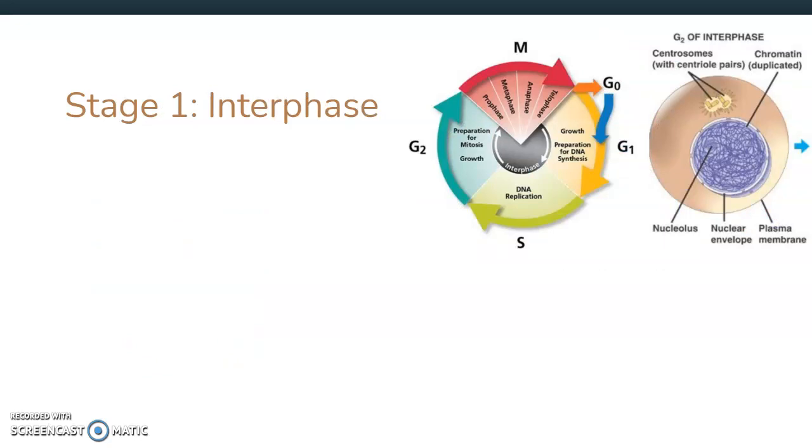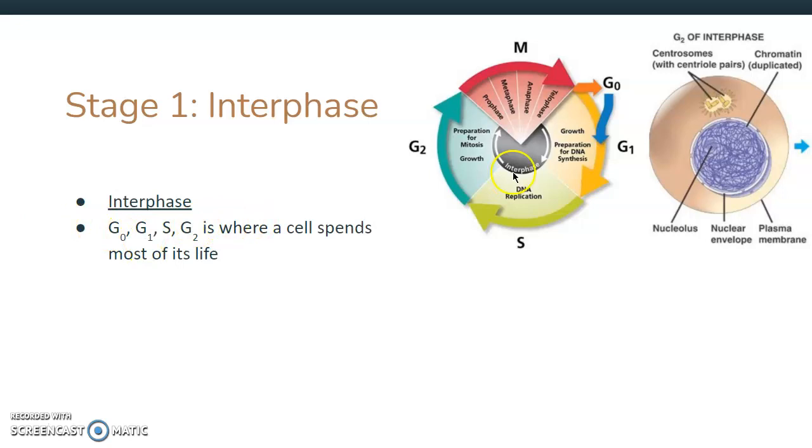So we're going to break down each stage now into a little bit more detail. Our first stage is interphase. In interphase, we have our G0, G1, S, and G2 phase. And this is where the cell spends most of its life. So if a cell replicates every 24 hours, this is probably at least 22 hours of the day. So almost all of its life is in these phases. The important part is this is where our DNA is replicated, and this leaves us with two copies of DNA before we even start our mitosis.